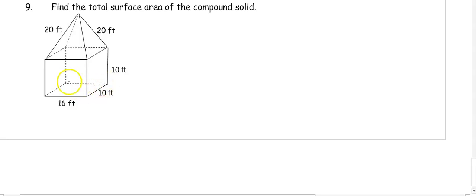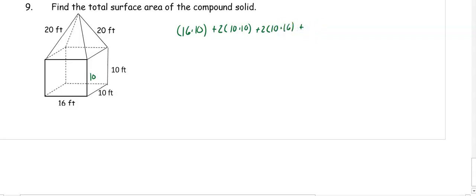Now, if we start down here on the prism, we have a base that is 16 times 10. So we have one of those bases. Then, if the height's also 10, we have two sides over here and here that have the dimensions of 10 by 10. We have 2 times 10 by 10. And then we have two front and back that are 10 by 16.